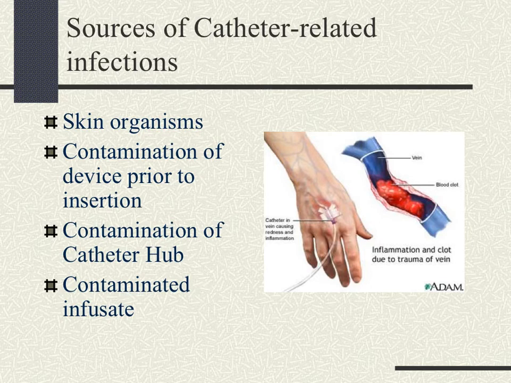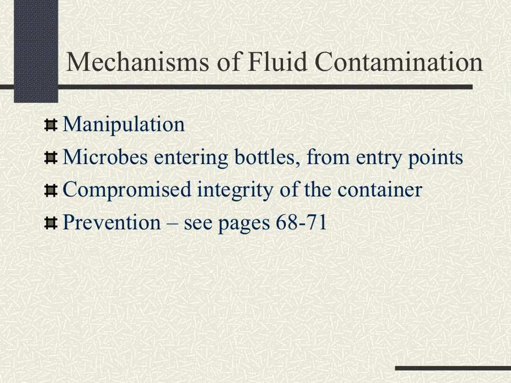Refer to pages 66 and 67 in your book, but we'll talk about sources of catheter-related infections in this slide. It can be skin organisms, contamination of devices prior to insertion, contamination of the catheter hub, and contaminated infusates. Fluid can be contaminated, or the infusate can be contaminated through manipulation, microbes entering the bottles from entry points, or compromised integrity of the container. There's more discussion about prevention on pages 68 through 71, so please refer to those pages.